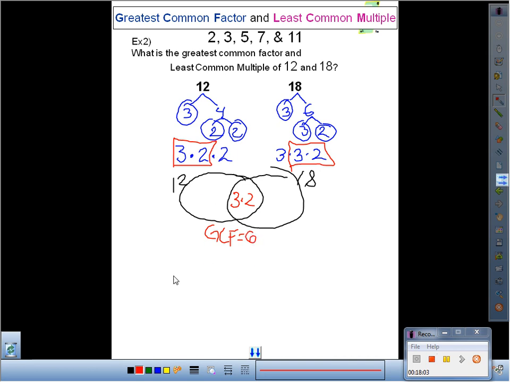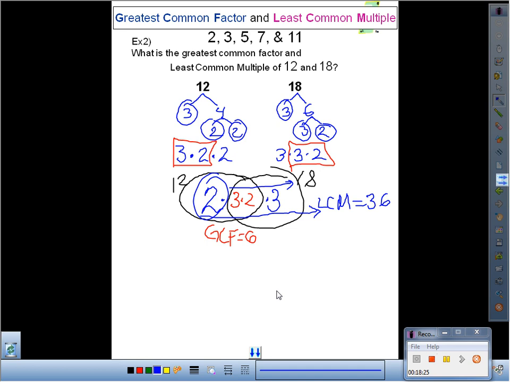What's left over on this side? The 2. What's left over on this side? I'm putting a little times 3. So now we can find our LCM by multiplying all the way across or using the shortcut. You want to use the shortcut? So what is 2 times 18? 36.